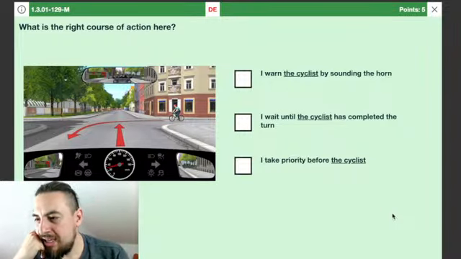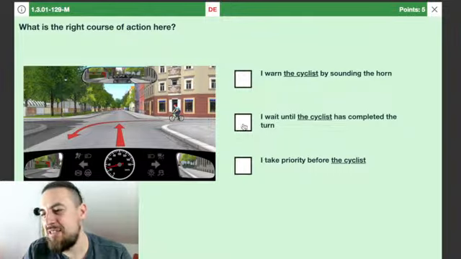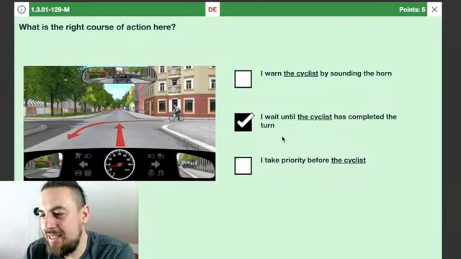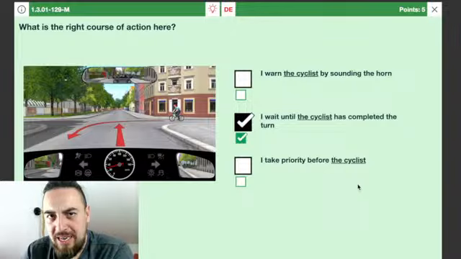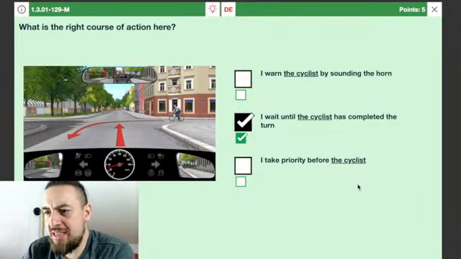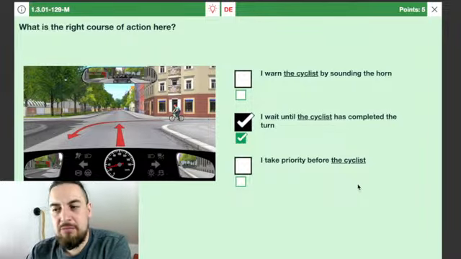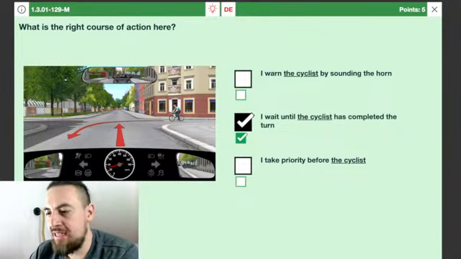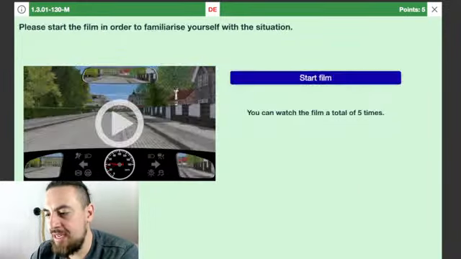I warn the cyclist by sounding the horn. No. I wait until this has completed the turn. Yes. So in that case, it's the second one. You're right. The second one is correct here as well. I take priority before the cyclist. No. Obviously, it's right before left, and it doesn't matter if it's a vehicle, a tractor, or a bicycle. The one from the right has priority, and it doesn't matter where he's turning to. We have to give him the right of way. That's why the second answer is correct.